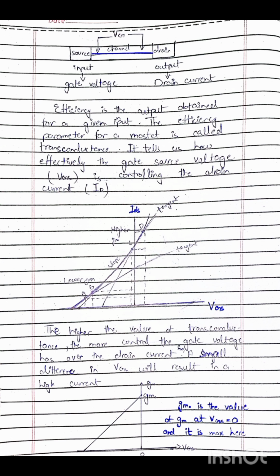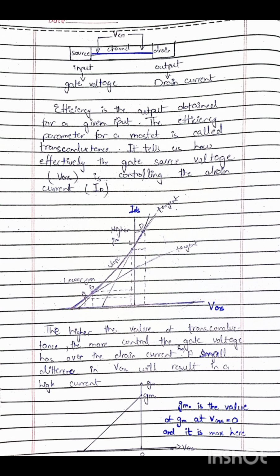3. Channel. The channel is the region between the source and drain terminals in a MOSFET where the current flows. By applying a voltage to the gate terminal, the channel's conductivity can be controlled, allowing or restricting the flow of current between the source and drain terminals.